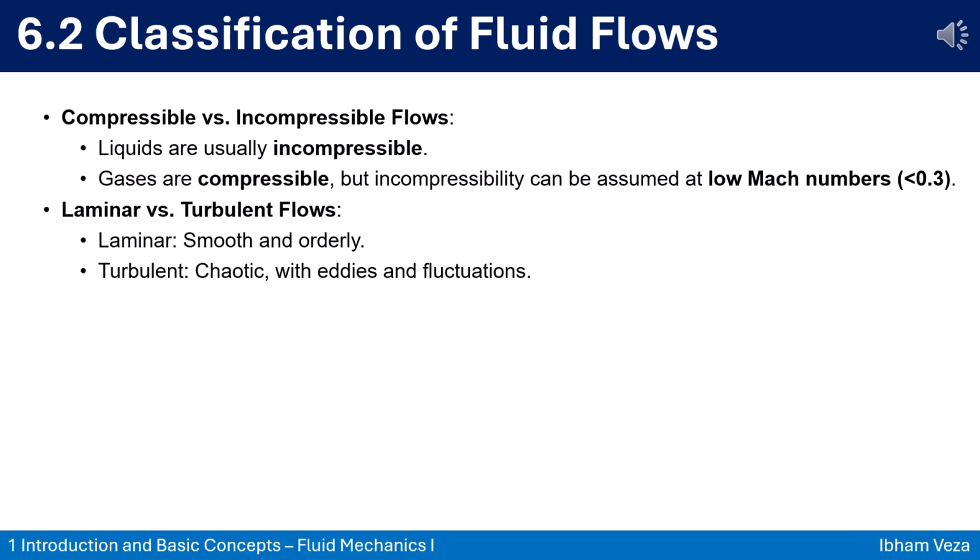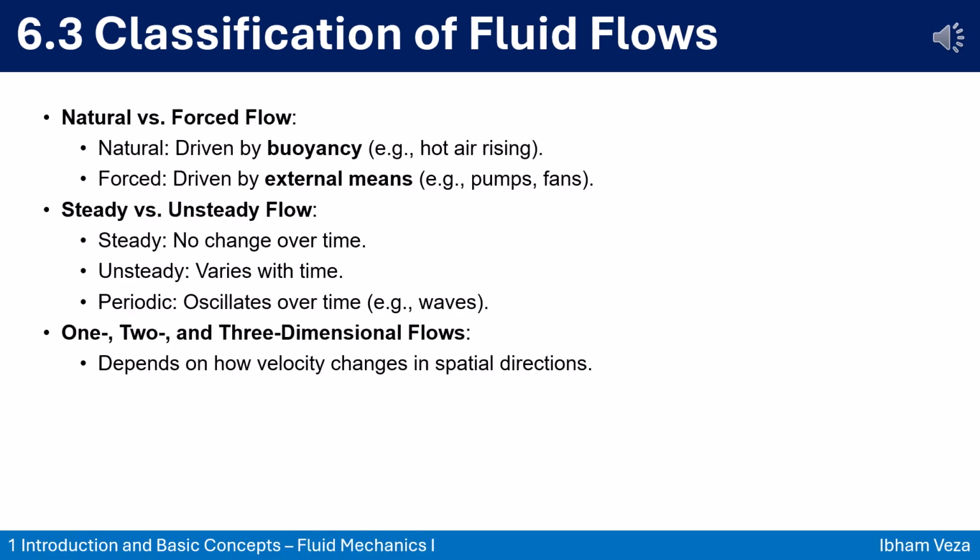Next, we split flow into laminar and turbulent. Laminar flows are smooth and predictable, like honey pouring slowly. Turbulent flows are the opposite, wild, swirling, and unpredictable, like rapids in a river. Knowing which type you're dealing with changes everything about how you calculate and design systems.